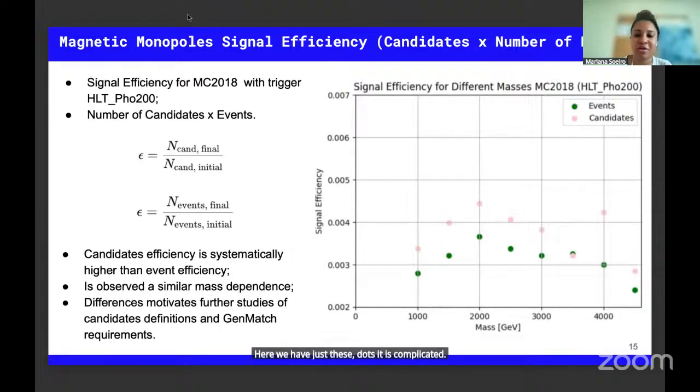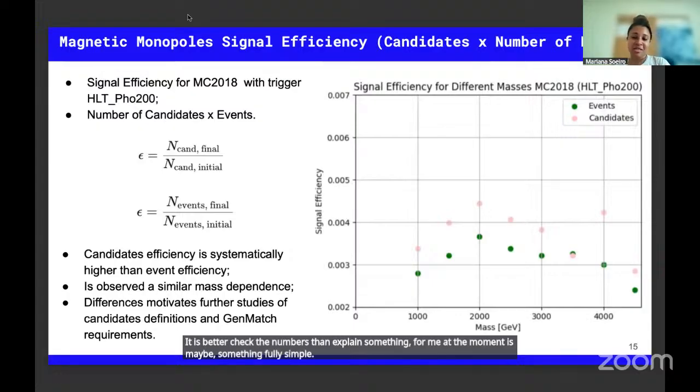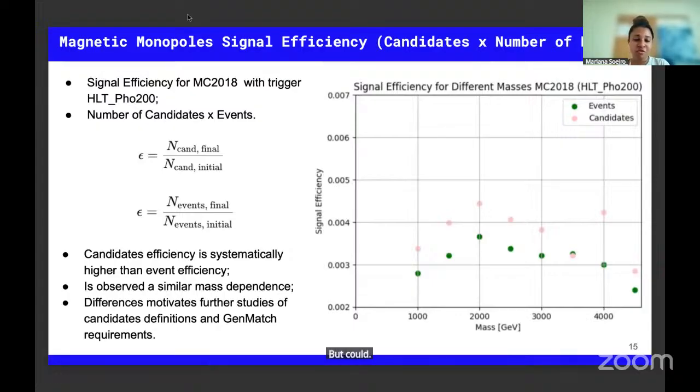To confirm the point is just a fluctuation, I need to check the error bars. I'm very cautious. I like to check the numbers. It is better to check the numbers than to explain something. For me, at the moment, it's maybe something from the sample, but it could also be something considering the different strategies.